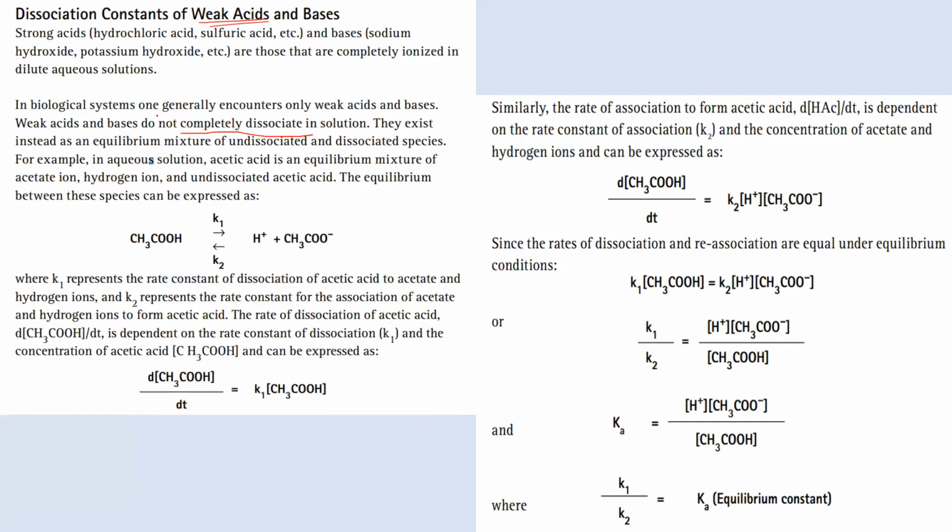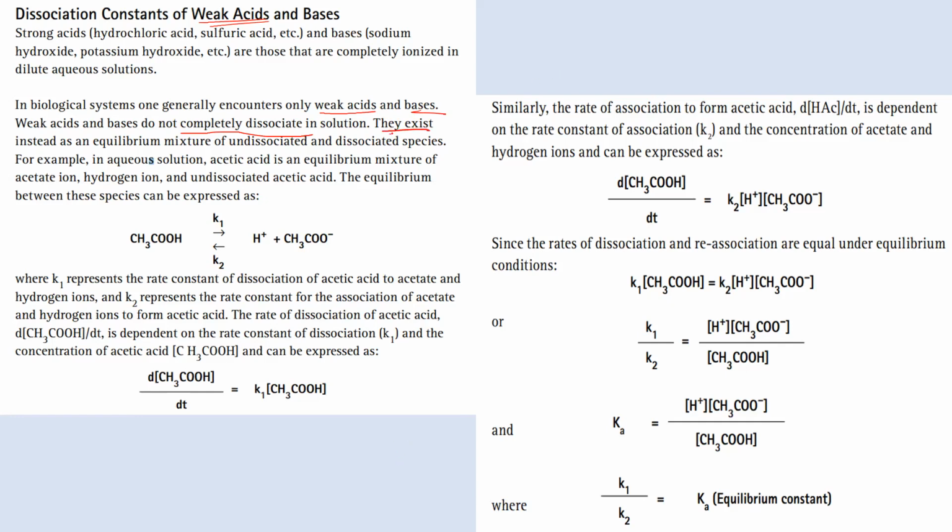Biological systems encounter only weak acids and bases. In our biological system, in a cell, when a particular reaction is happening, there are no strong acids. The system only has weak acids and weak bases. So weak acids and bases do not completely dissociate in a solution. They do exist because they are required.